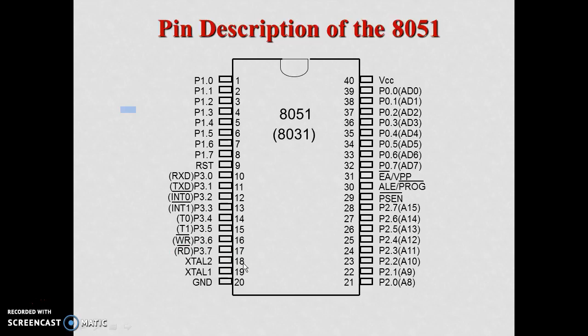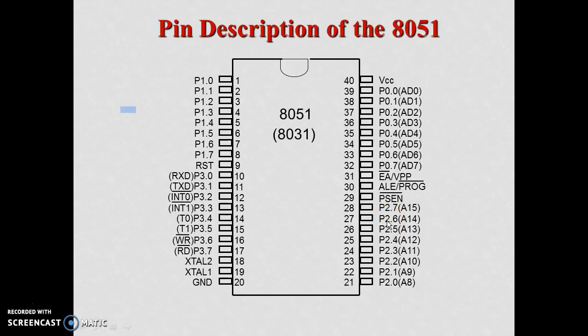So this is the pin description of this 8051 microcontroller. The 8031 doesn't have any memory, but the 8051 has memory. For handling this external memory, these pins are used: EA bar, VPP, ALE and PROG. So these are the pins used for handling the external memory. For handling the internal memory, there is no need of such pins.